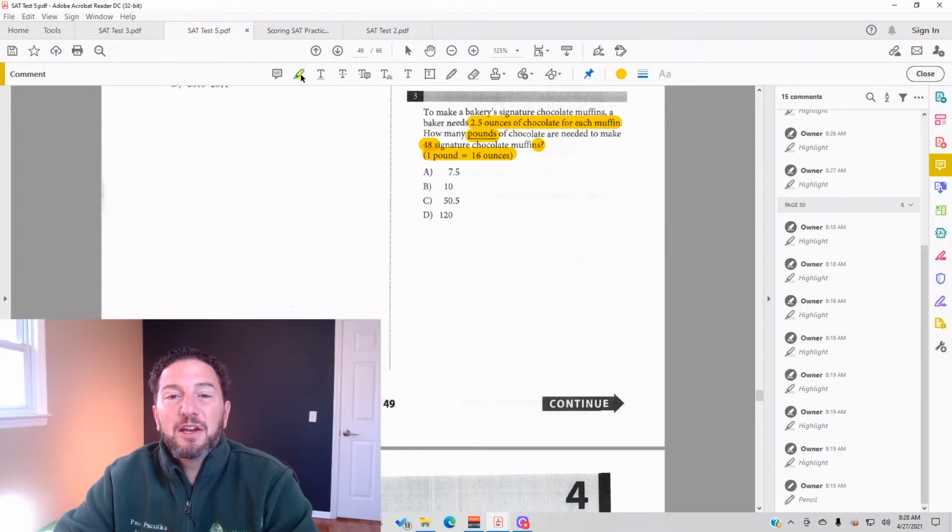On the SAT, you have to diagnose that this is the approach you have to take, and then you've got to execute. You've got to do it right.